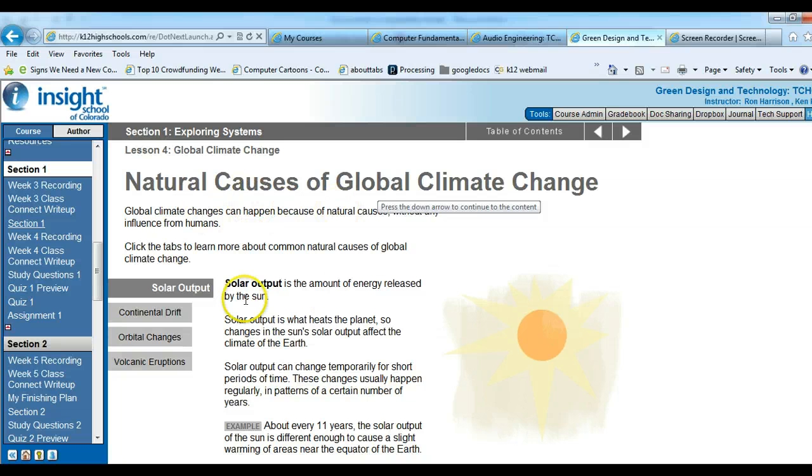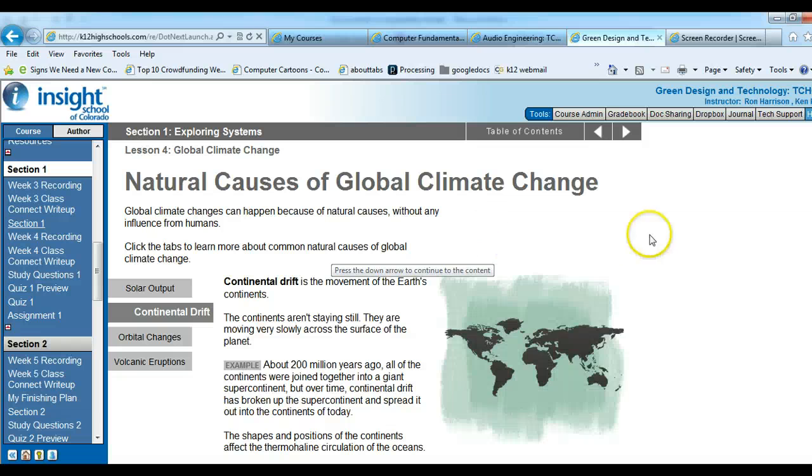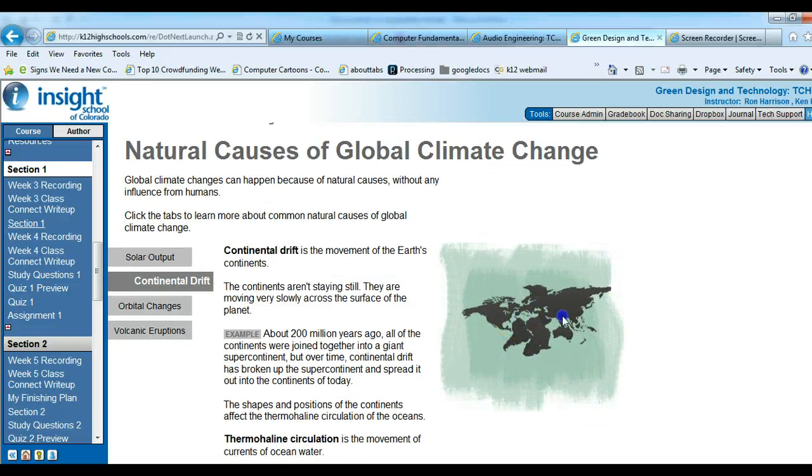Different causes of climate change. Solar output, meaning how much energy the sun releases. So you can read through this to learn a little bit more about that. Continental drift, of course, the movement of the Earth's plates. So you can see continental drift down here. And of course, that would not have an immediate or day-to-day change, but over thousands and thousands, millions of years, it could change climates.